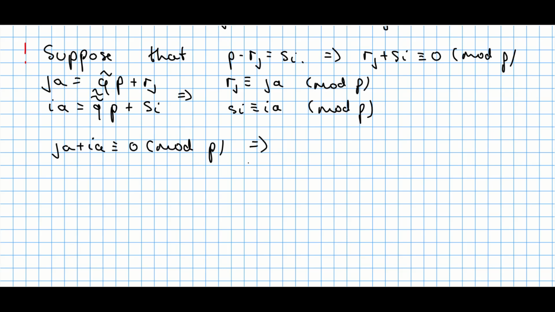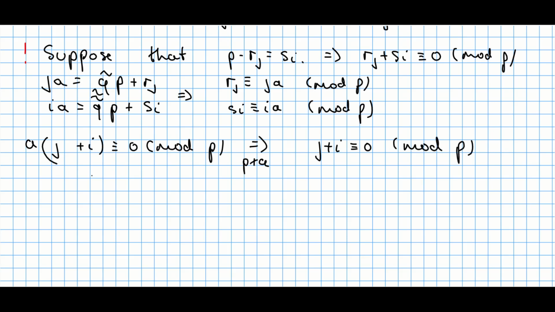And now since we know that p does not divide a, and here we can just factor this a, and we get that this is going to be j plus i times a, then we can reduce both sides by a, leading to this equation. j plus i is congruent to 0 modulo p.